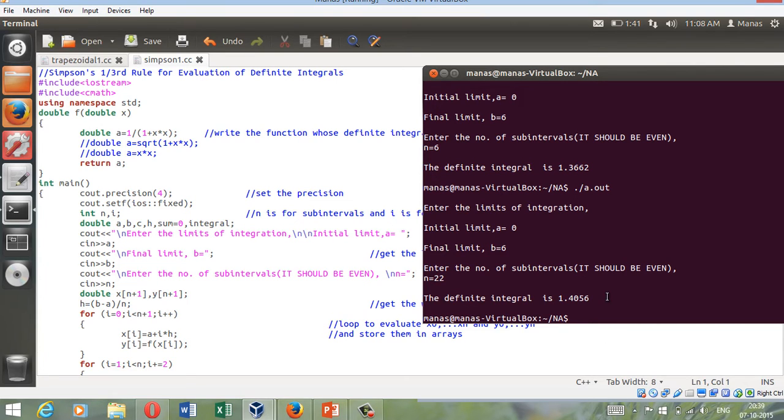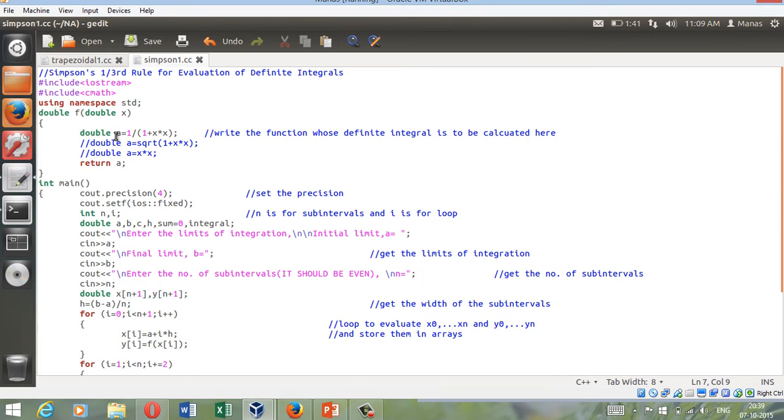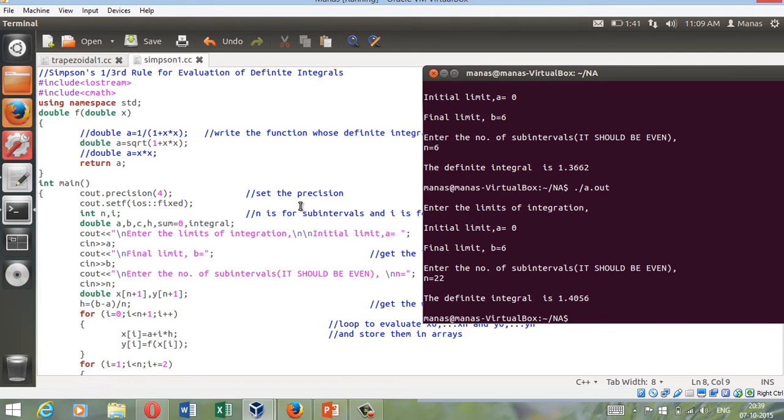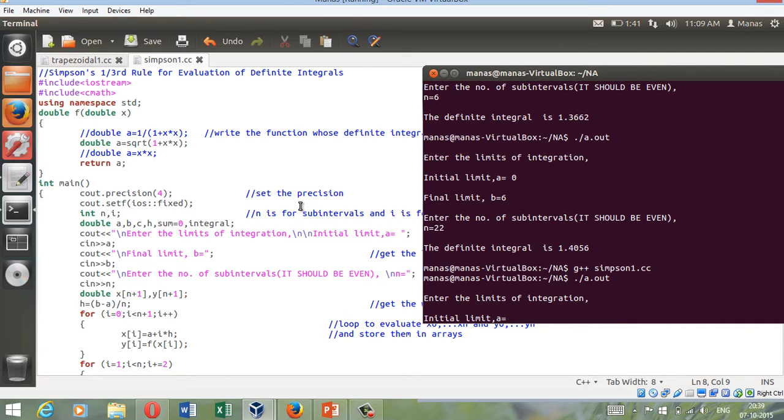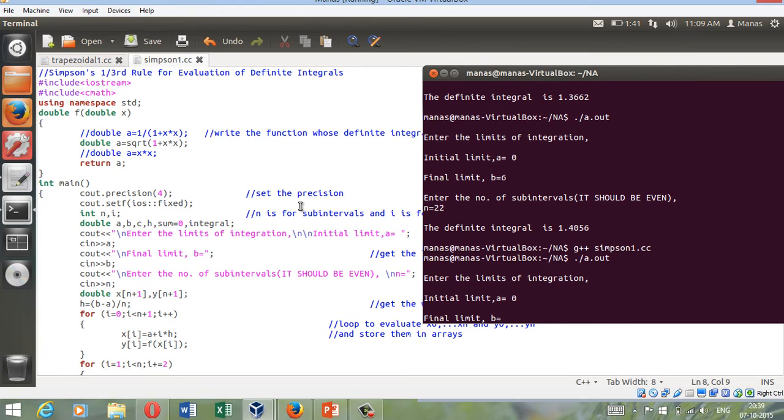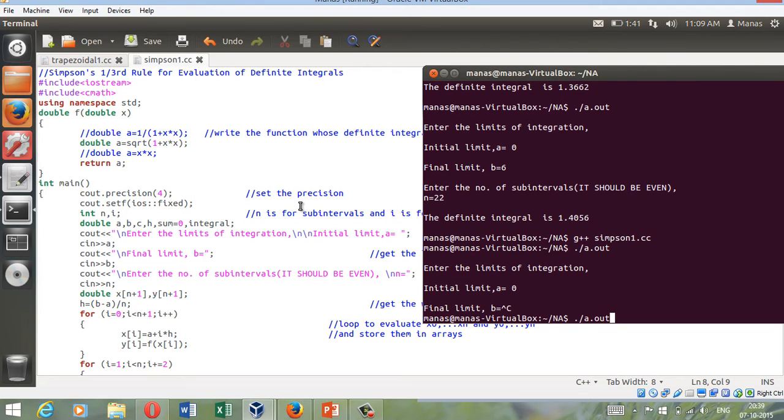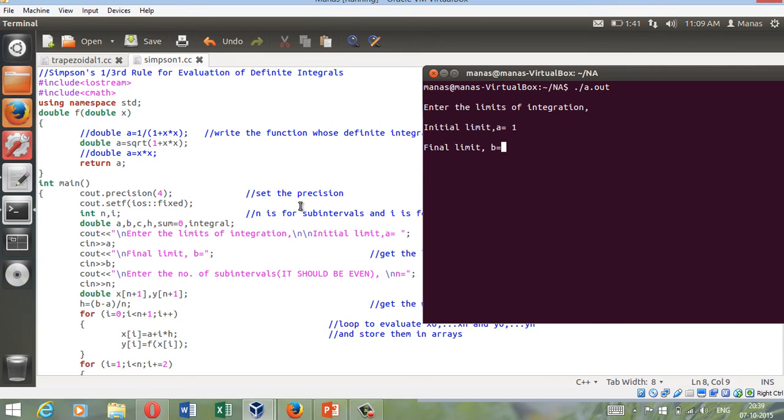So the program really works. Now let's find integrals for some other functions, say the square root of 1 plus x squared. Let's compile it, then run it. I would like to clear my screen first and then run the program from 1 to 5 and number of intervals say 8, and I have 12.7561.